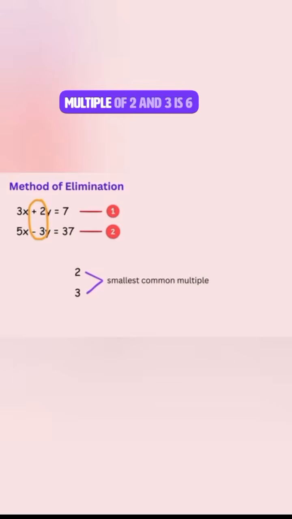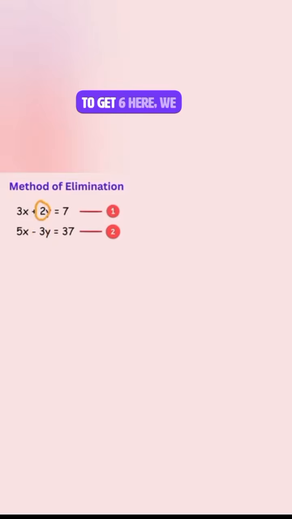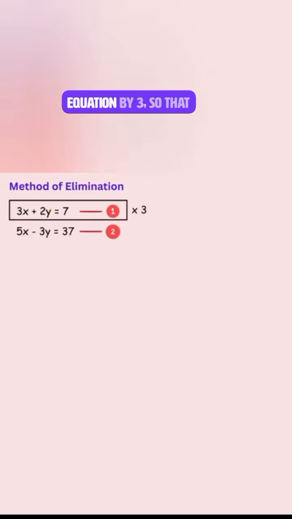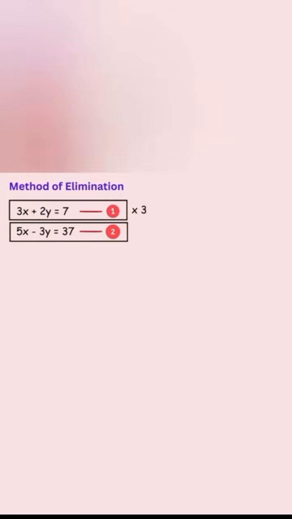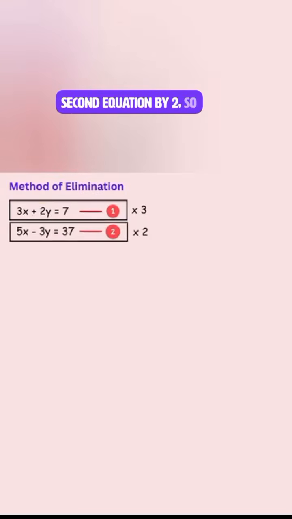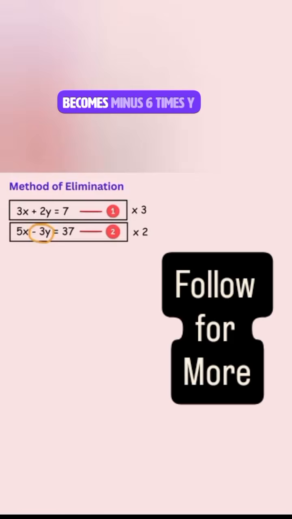The smallest common multiple of 2 and 3 is 6. To get 6 here, we multiply the first equation by 3, so that the term with 2 times y becomes 6 times y. Then we multiply the second equation by 2, so that minus 3 times y becomes minus 6 times y. This step does not change the meaning of the equations. It only rewrites them in a more useful form.